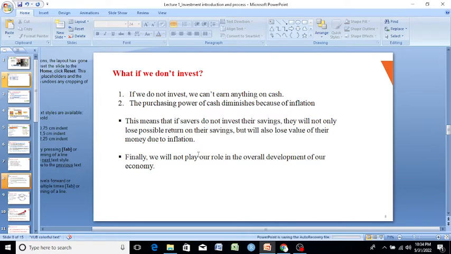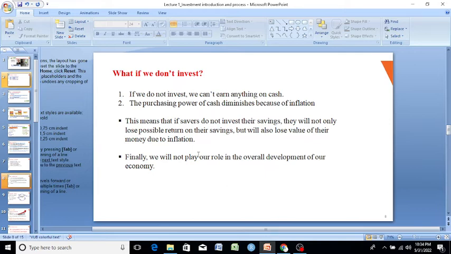So what if we don't invest? Is there any cost if we don't invest? We have seen many advantages of investment, but what if an investor does not want to invest his or her savings? Of course he will not be able to reap any benefits in the shape of returns from it, but will he pay any cost if he does not invest? The answer is yes. If we do not invest, we can't earn anything on cash.